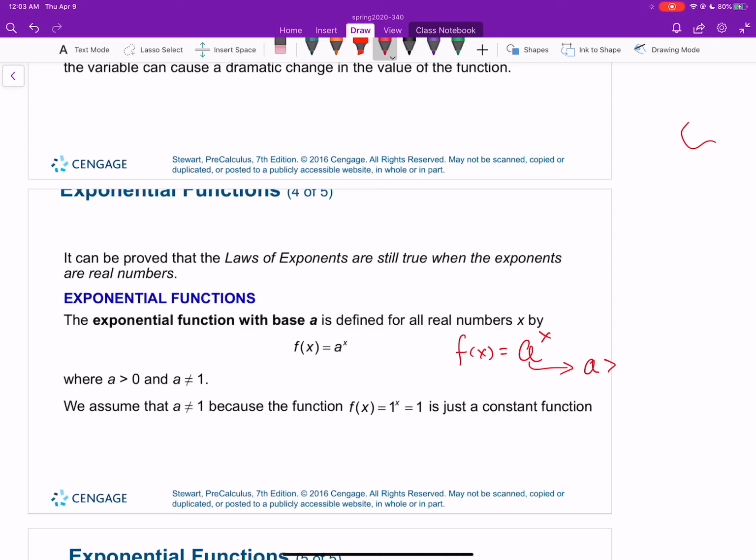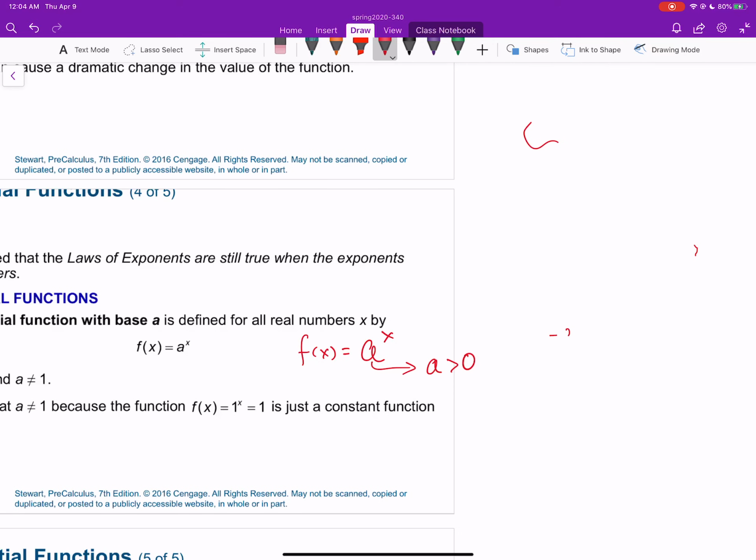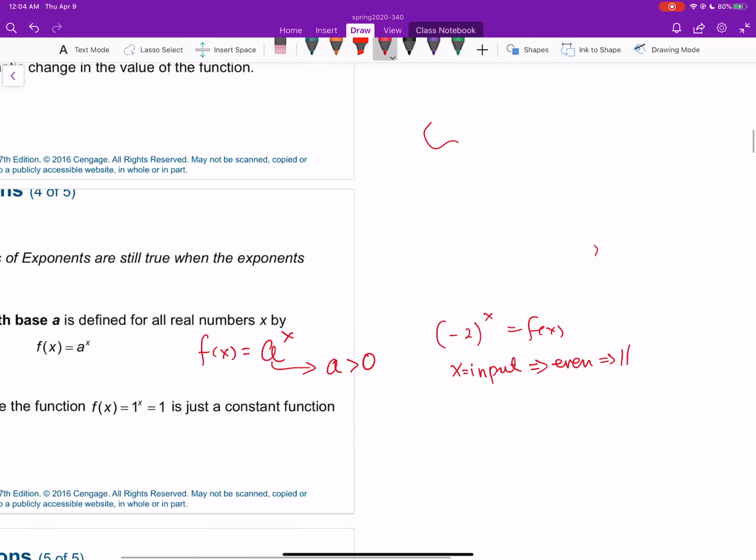So we are saying that a has to be greater than what? Greater than 0, because if it's negative, see what's going to happen. If you have negative 2 to the x equal to f of x, then you can see what's happening over here. When x, the input, is even, then I'm looking at positive numbers.